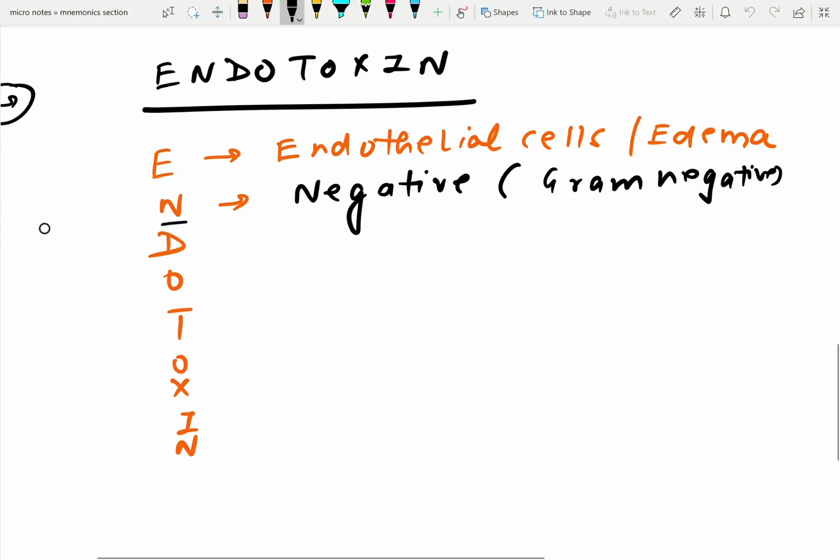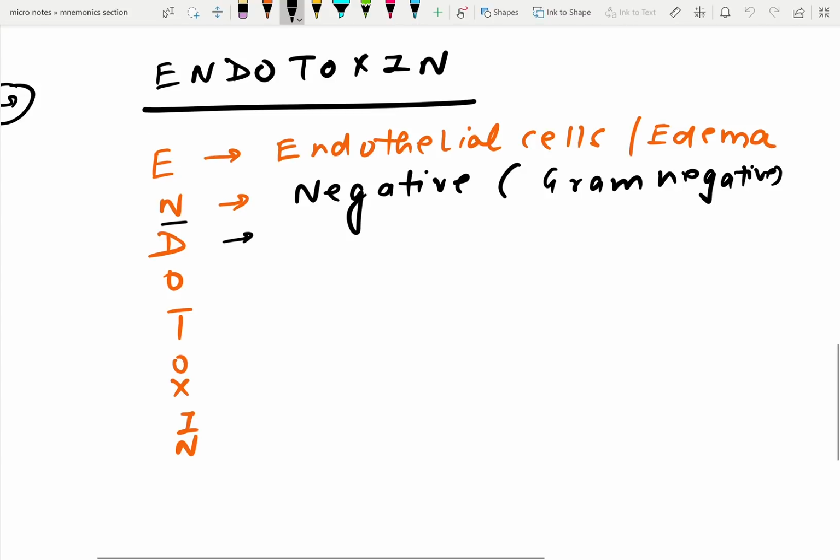Can you tell me one important gram positive fellow which secretes endotoxin? The answer to that is Listeria. Okay, so remember that Listeria is one of the fellows. Along with exotoxin, that fellow also secretes endotoxin, even though that is a gram positive coccobacilli. Fine. So remember that particular one also.